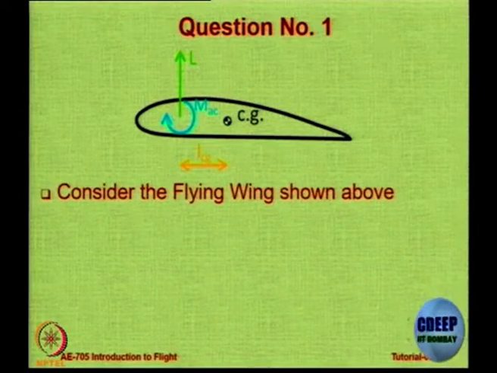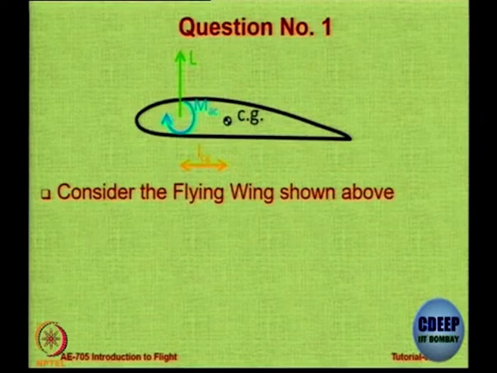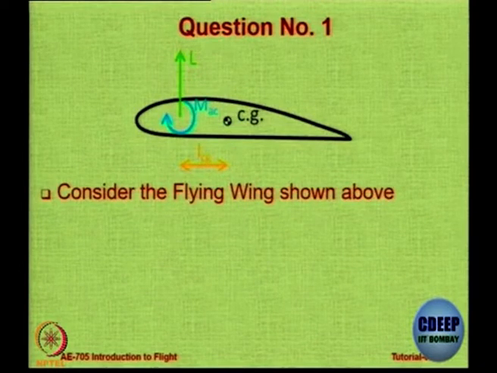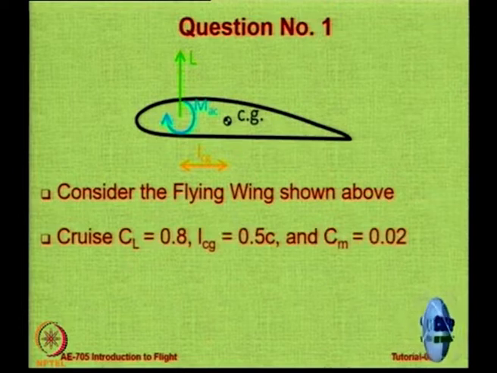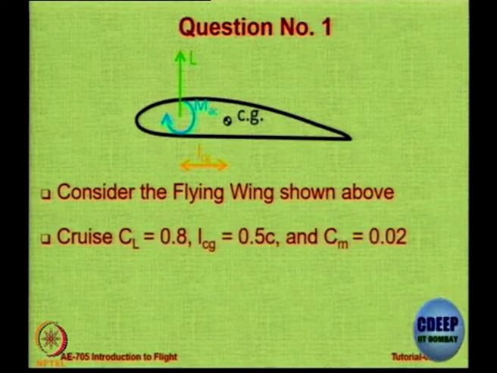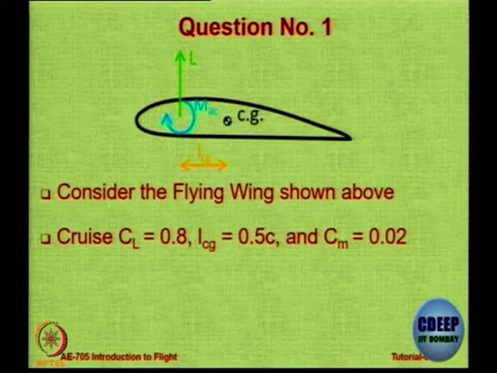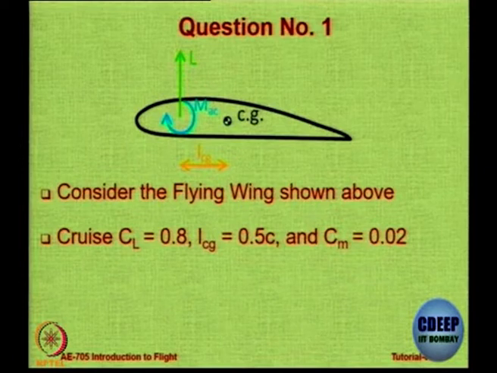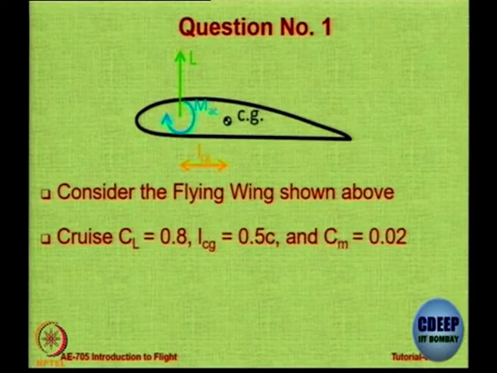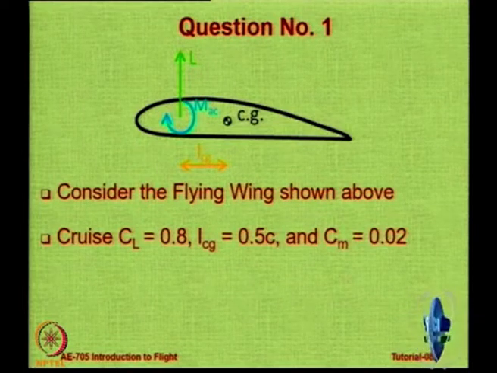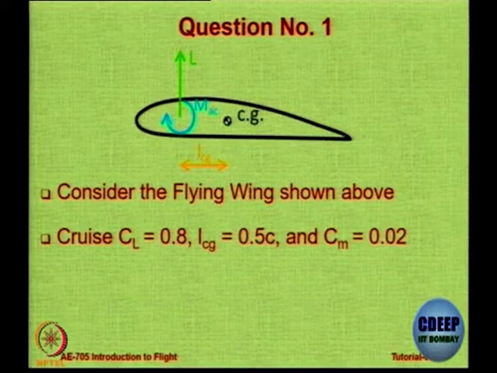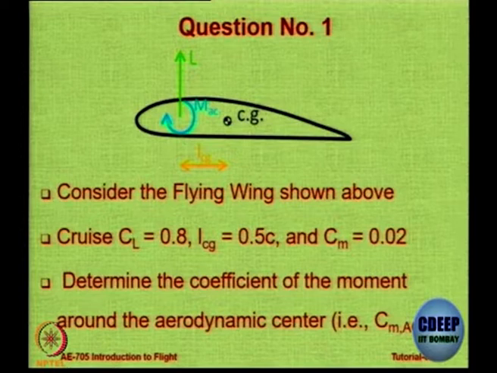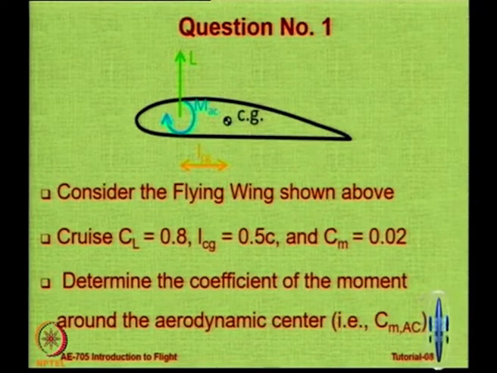It has an aerodynamic center at which we can assume the lift force to be acting, and also some moment about the nose. Okay. So the question is that during cruise, if the lift coefficient is known to be 0.8 and if the LCG, that is the distance between the aerodynamic center and the center of gravity, is 0.5 times the chord. The chord is from the nose to the end, and the pitching moment coefficient CM is 0.02. If this is known, the question is to determine the coefficient of moment around the aerodynamic center, or we call it CMAC.